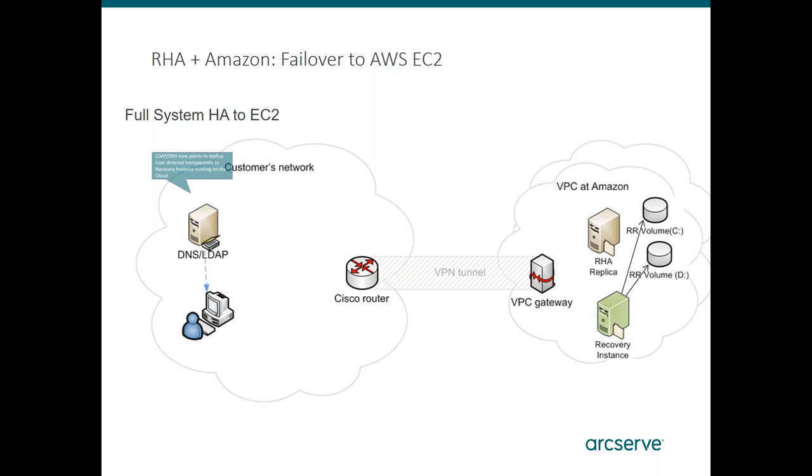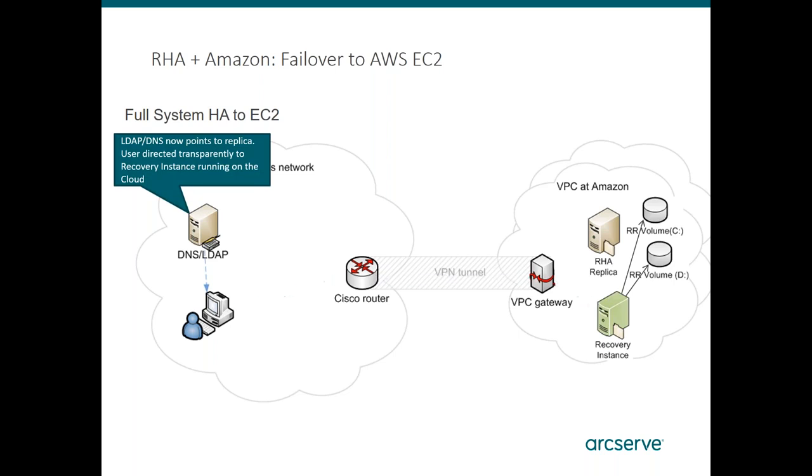We just need to adjust records for this recovery instance, replace records of master with records of recovery instance in DNS. And from that point on, all clients will use the recovery instance instead of using the master machine, which went down. So it took me a few minutes to cover these steps, but in real life, it might take a few seconds or a few minutes. And by the way, this process can be automated, and it is designed to be automated within RHA software.